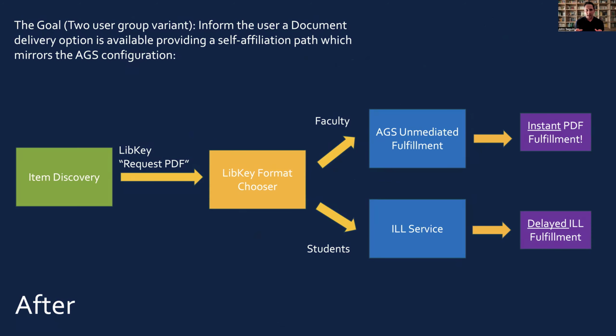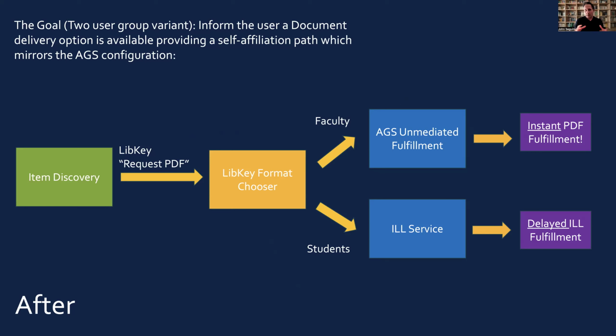Now, that's a very straightforward approach when you've got a single path for fulfillment, meaning that all users get access to all of the AGS resources that you've enabled. But some libraries do what we call the split path. In this split path configuration, you're going to have maybe faculty having access to AGS unmediated fulfillment, whereas students might instead be routed to ILL services.